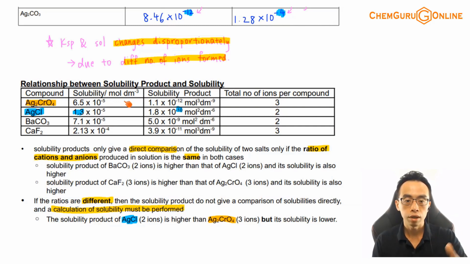So we can have a scenario, which is actually very obvious here, where I have a bigger KSP but it turns out to be less soluble. So for instances like this, when we are comparing 2 salts where the number of ions dissociated is different, we have to do it by calculation. We cannot do it by direct comparison.